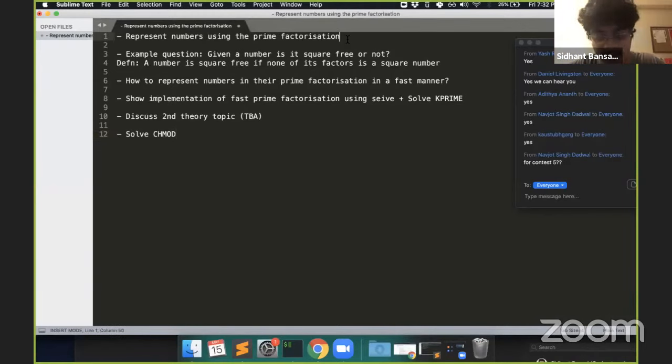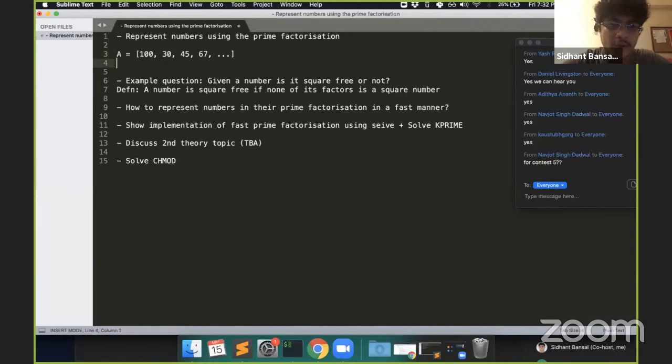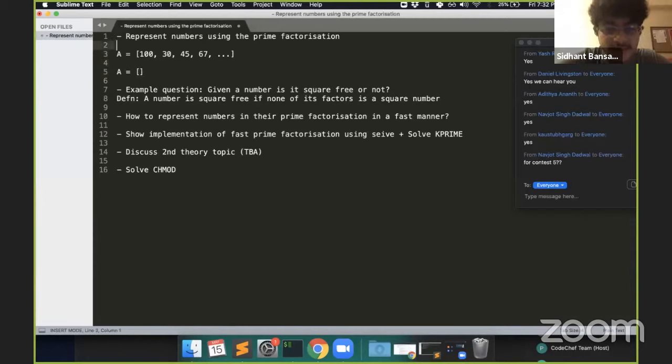The idea is that, let's say you're given an array A, something like 100, 30, 45, 67, and so on. Now, don't think of the array as such. Obviously, the array will be different for different inputs, but don't think of the array as numbers. Instead, think of the array as the prime factorization of each element, something like 3 into 3 into 5 and so on. The benefits are a lot when you start thinking about mathematics for competitive programming like this.